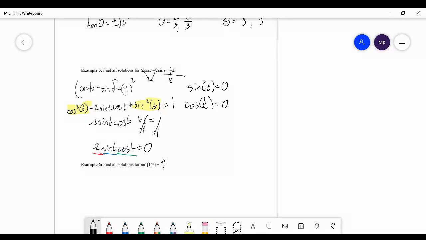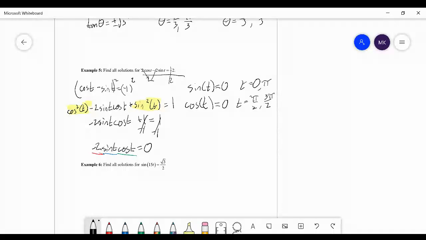Now, what do we do? We need to look at this and see when these are true. And that's really easy. Sine of t equals 0 when t equals 0 and pi. Cosine of t equals 0 when t is equal to pi over 2 and 3 pi over 2.